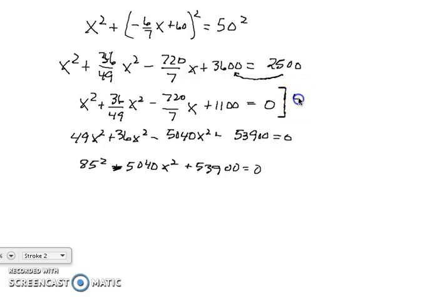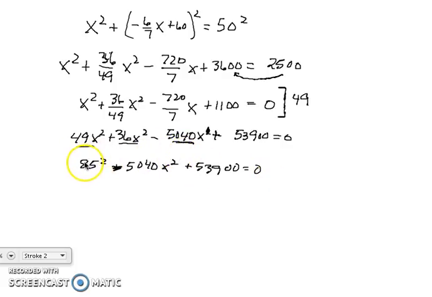I would just multiply both sides by 49. When I do that, I have my 49x squared. The 49 drops out here. 7 goes into 49 7 times, so it's going to give you 5040. That should just be an x right there, not an x squared. And then this is plus 49 times 1100, which is that number right there. All right, so we're going to put those two together. I'll get 85x squared minus this term plus this is equal to the following.